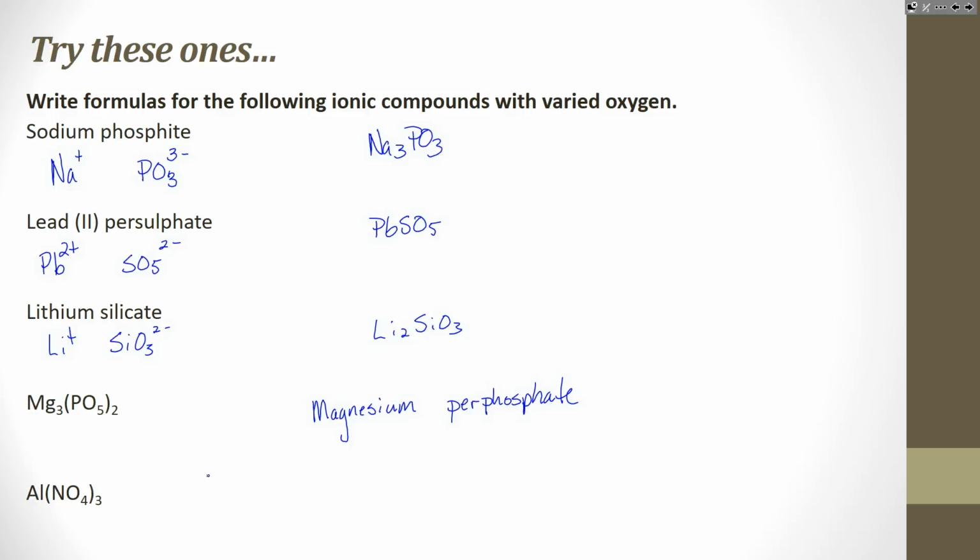And then the last one, aluminum. And NO3 is nitrate, so NO4 would be pernitrate. And that's naming with varied oxygens.